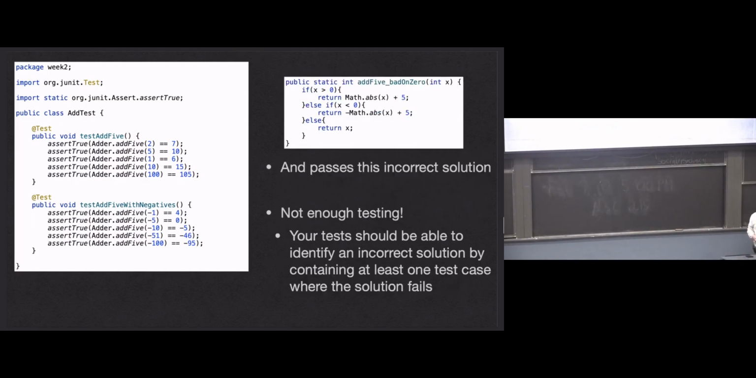And somebody writes this code because they're too smart for their own good, and they're like, here's my new code. And our test passes this, and this code is wrong. So we're going to say if x is positive, we're going to return the absolute value plus 5, because it's positive, so the absolute value should just be the number. If it's negative, we're going to take the absolute value and negate it, and then add 5, because the negation of the absolute value should just be the original number, and add 5 to it. And otherwise, we're just going to return x, because if it's not positive and it's not negative, it must be nothing, we're just going to return x.